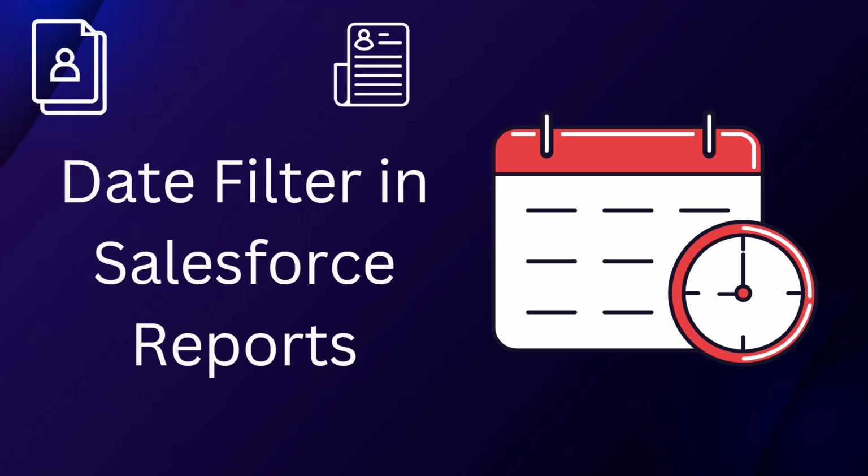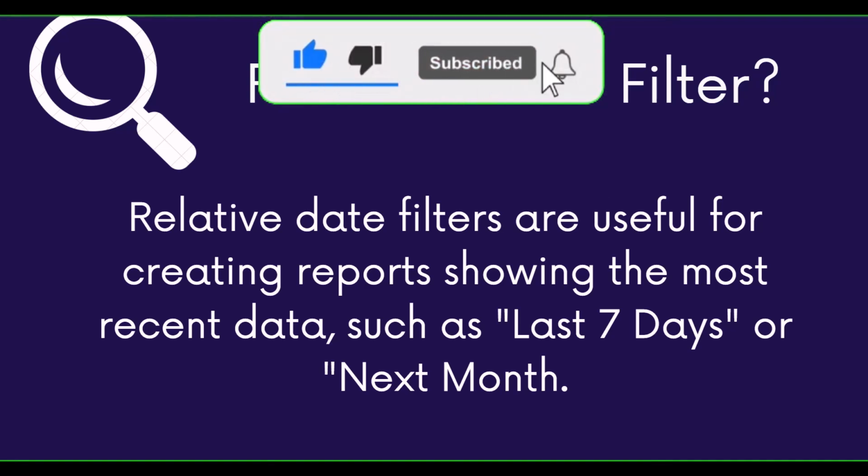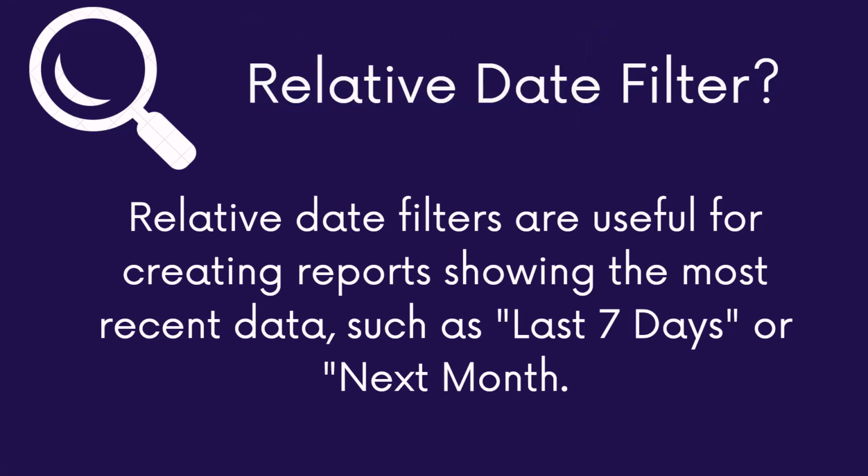So let's move ahead and discuss the relative date filter in Salesforce. A relative date filter in Salesforce allows us to filter report data based on a time period relative to the current date. This type of filter dynamically adjusts over time, so you don't need to manually update the date range. Relative date filters are useful for creating reports that always show the most recent data, such as last 7 days or next month. So let us consider a scenario where you need to display those opportunities that have a close date equal to last year, that is 2023.